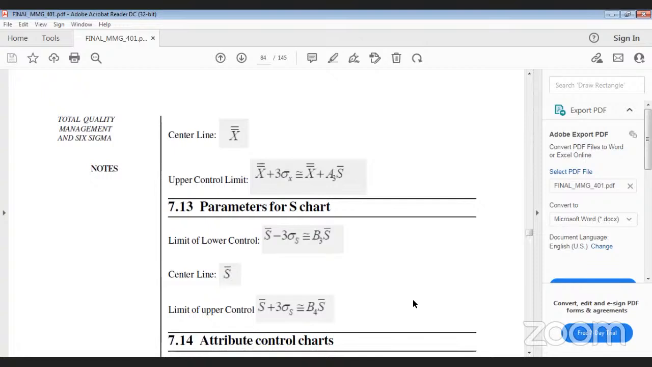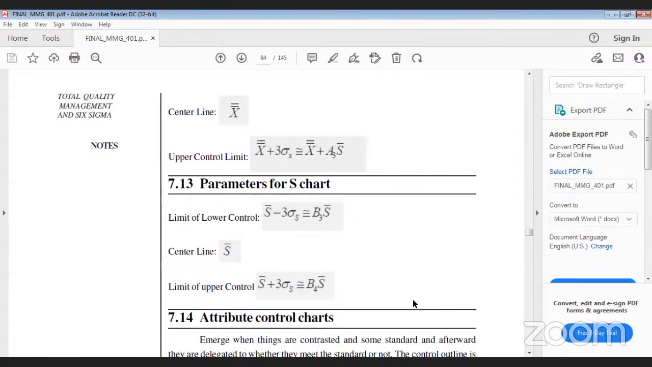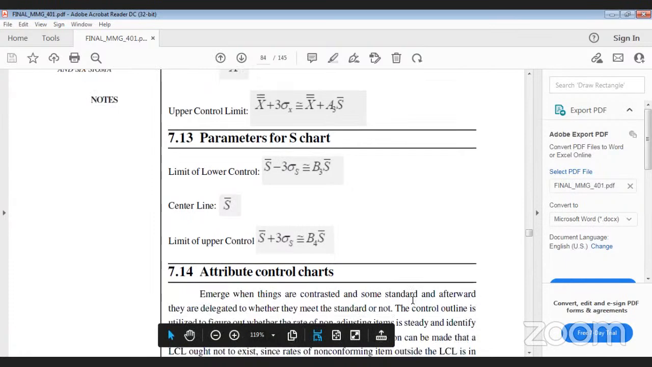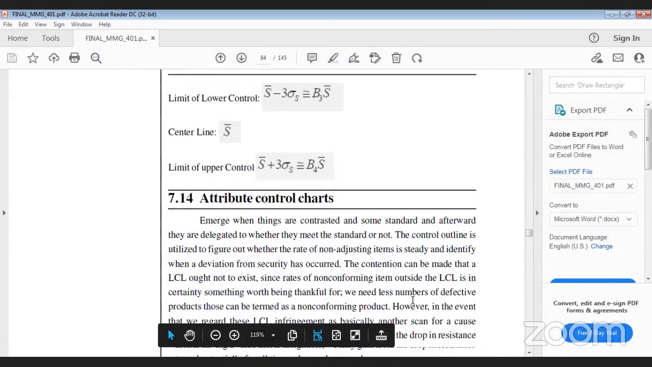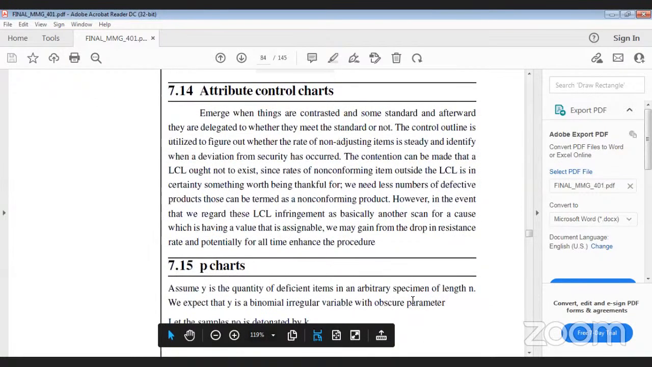Attributes of the control chart emerge when things are contrasted with some standards. They are classified as to whether they meet the standard or not. And in this chart, you will find the P charts.